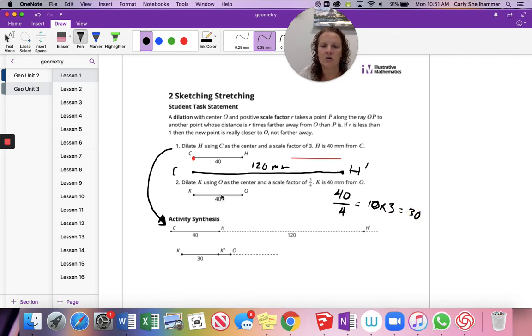I don't have a good way to draw that out here. If I split it in half and split it in half again, this would most likely be O prime. Oh wait, let me erase that and reread the question. My super eraser out. Using O as the center and a scale factor of 3/4. Sorry.